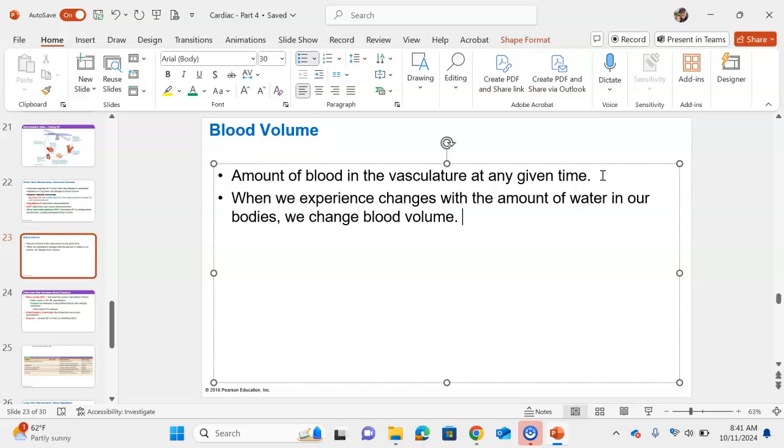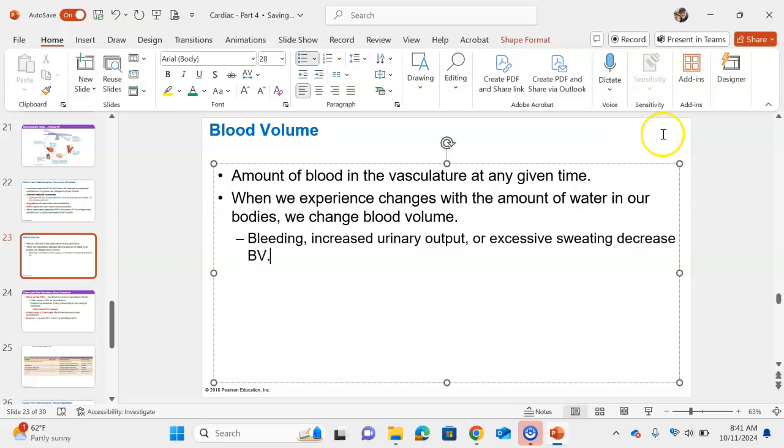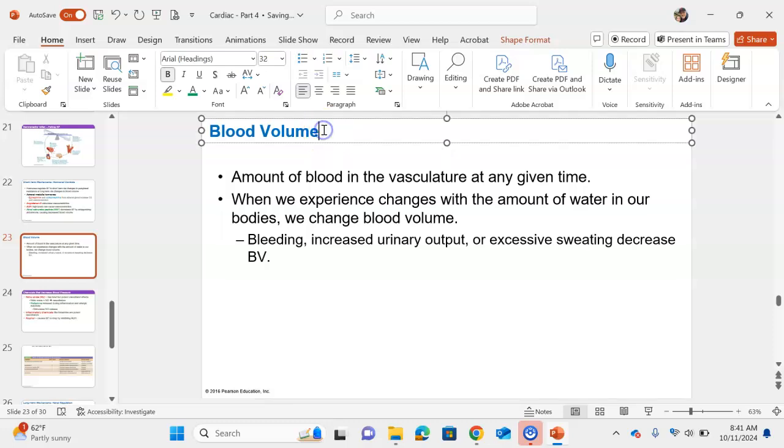So things like that. Let's say bleeding, or increased urinary output, or excessive sweating, we decrease blood volume. I'm just going to call it BV.